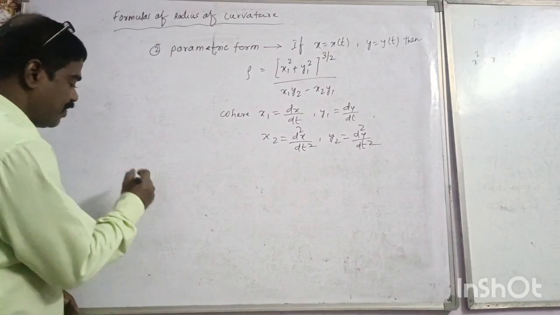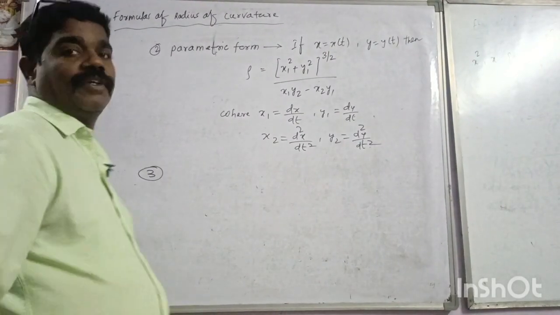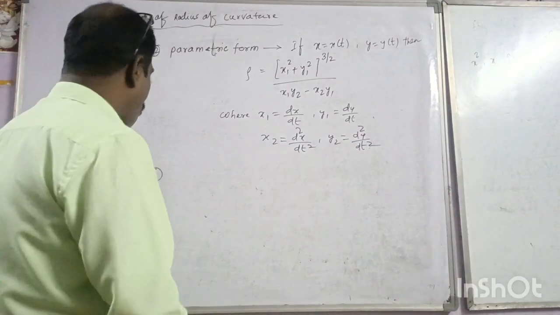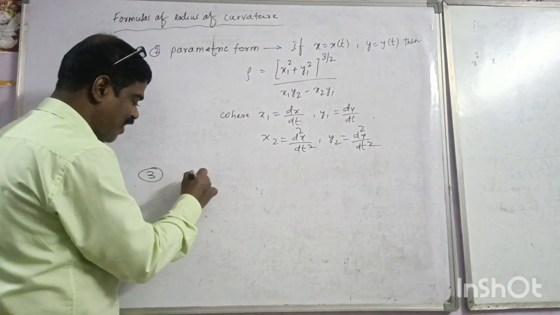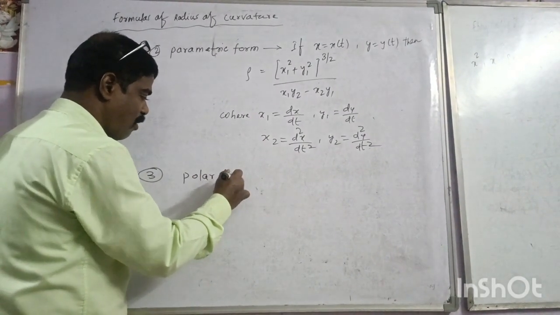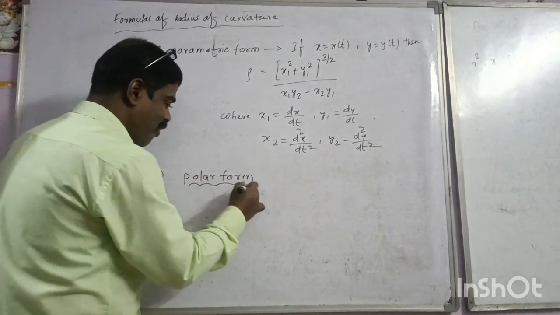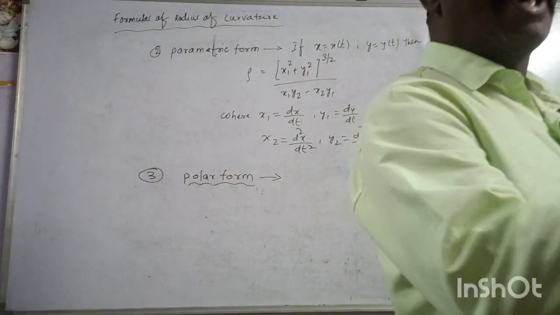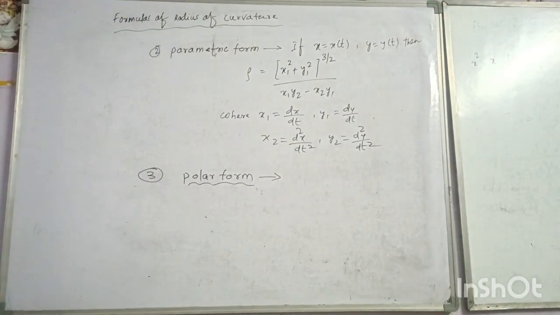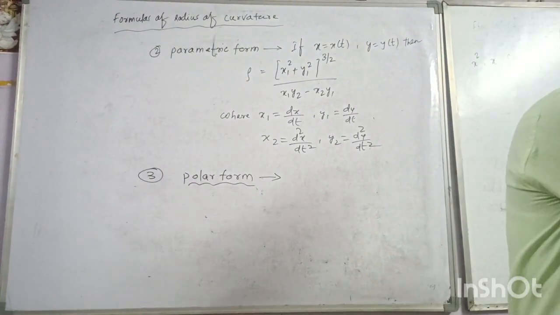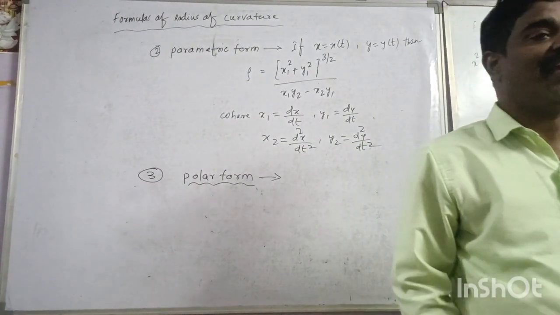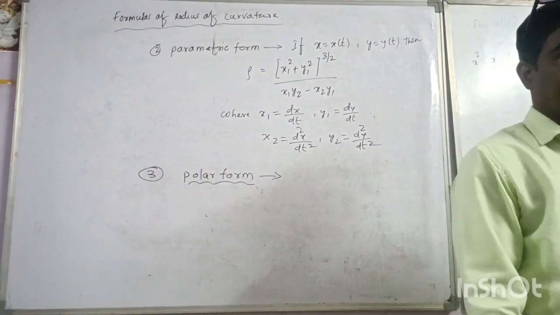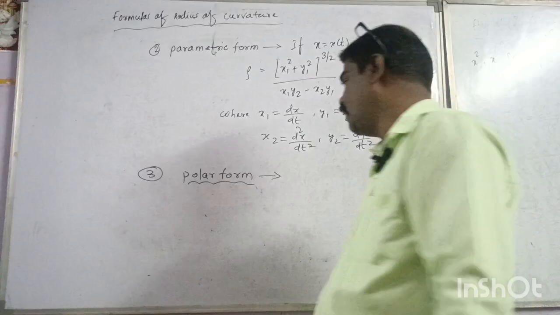Third one, the next point, polar form. What is that? Polar form. You know, polar form is the relation between r and theta. Yes, r is the radius and theta is the angle.